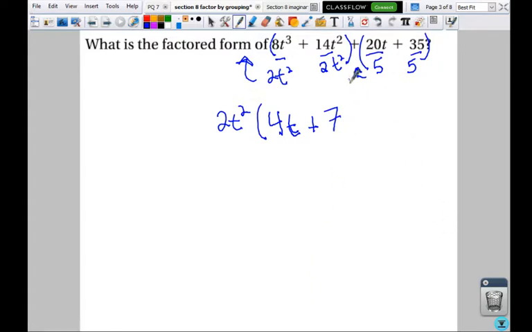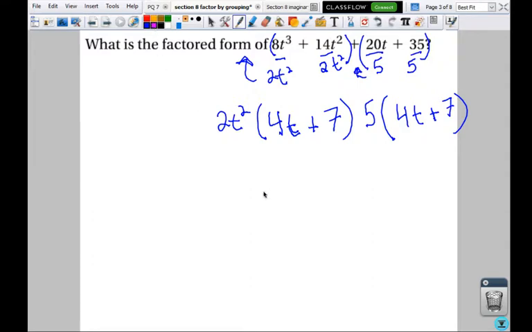And how many t's do I have left, if I have 2 t's on top and 2 on the bottom? Nothing, so I'm not even writing anything. Then we keep going, we're taking out a 5. 20 over 5 is 4. And because I'm not taking out a t, I always have the t on the bottom, I just put it down. Then 35 over 5 is 7, and then I'm almost done.